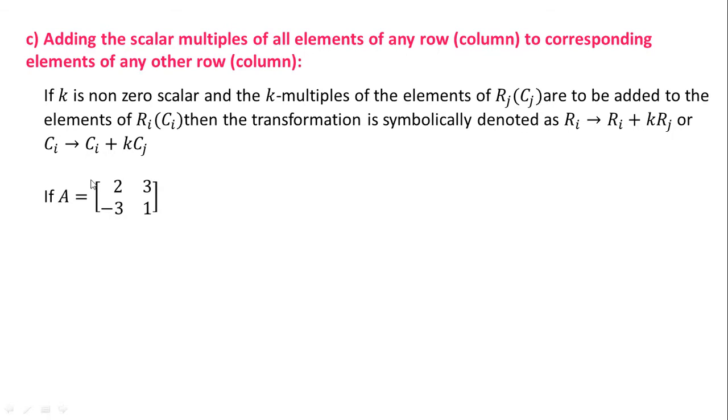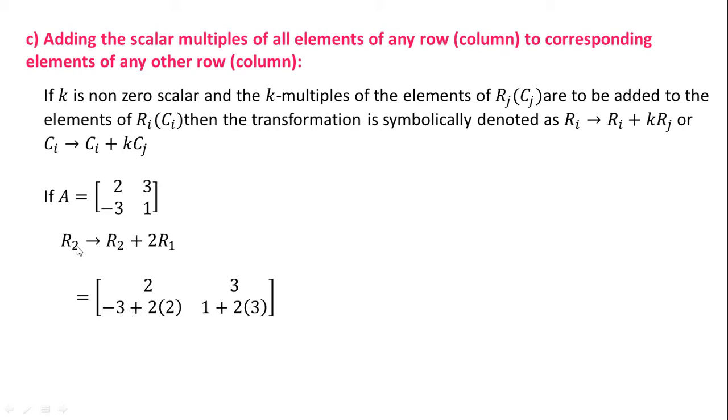Okay, so suppose matrix A is given, a 2 by 2 matrix like this, and I want to change row number 2 as R2 changes to, see, this arrow shows that R2 is changing. R2 changes to R2 plus 2 times R1. So we have to change row number 2 only by adding 2 times R1. So what happens? See here, row number 1 is as it is. Remember, no change in row number 1. Just use row number 1 here.